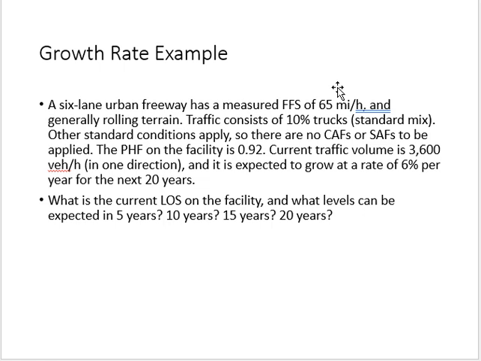They are expecting 6% growth every year for the next 20 years. From now onwards for the next 20 years, traffic is increasing by 6% every year. Now they are asking what is the level of service now, and after 5 years, 10 years, 15 years and 20 years. So it's the same calculation but we have to do it for multiple years. Got it? What we did yesterday for finding level of service, you can repeat the same thing here as well.